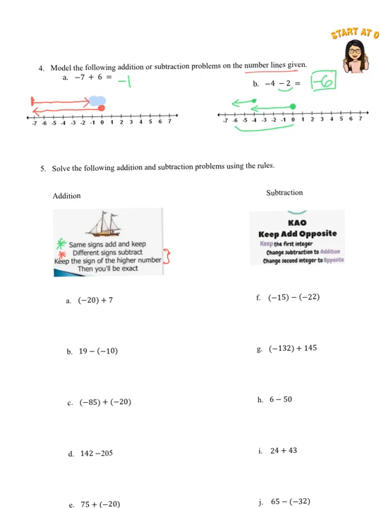Let's practice. A, I have -20 plus 7. So are they the same side or different sides? They are different sides, so we're going to subtract. Keep the sign of the higher number. So 20 is higher than 7, so the answer is negative.